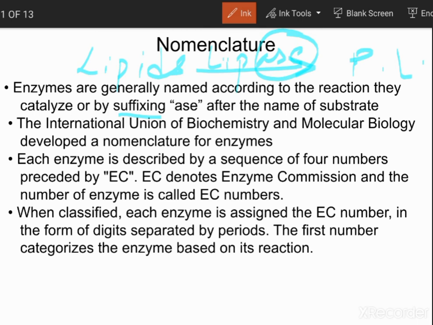So each enzyme is described by a sequence of 4 numbers preceded by EC. So every enzyme has EC. So this EC stands for enzyme commission, and this will be followed by some number like this. Say for example like this. When classified, each enzyme is assigned the EC number, in the form of digits separated by periods. The first number categorizes the enzymes based on its reaction.